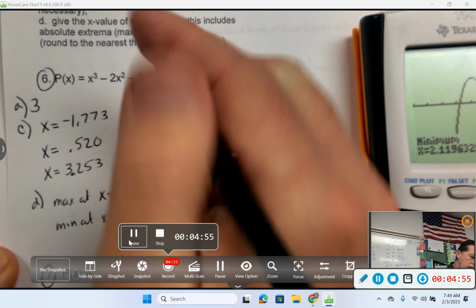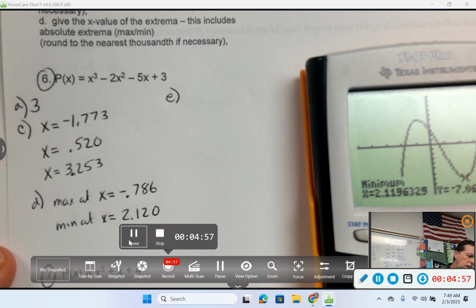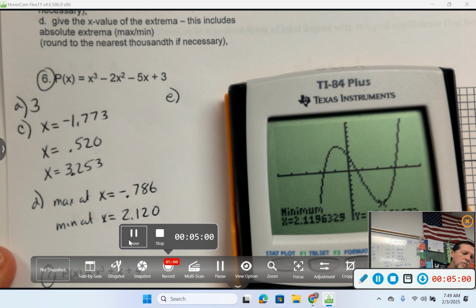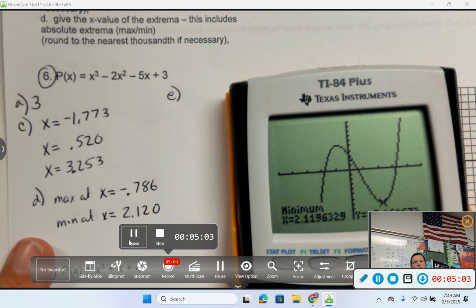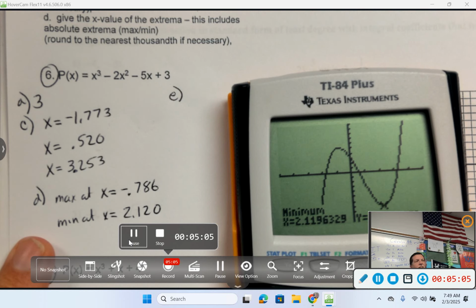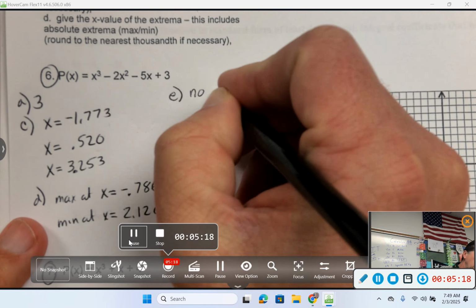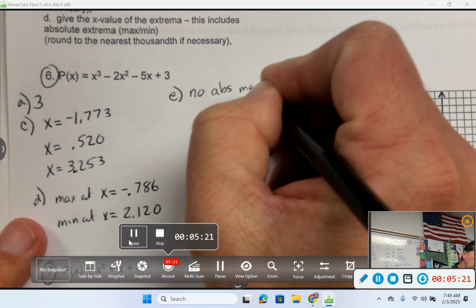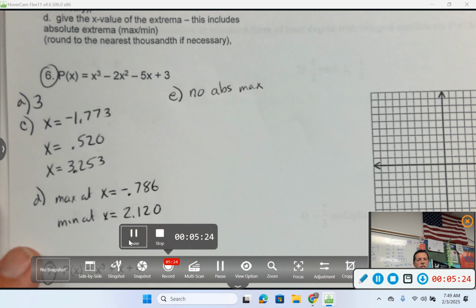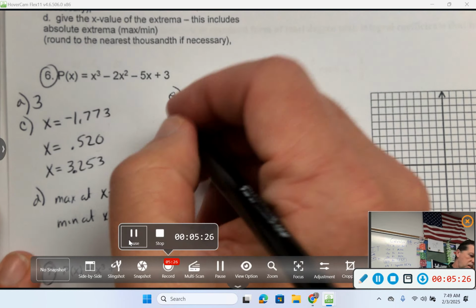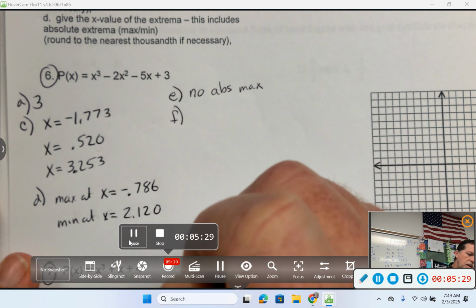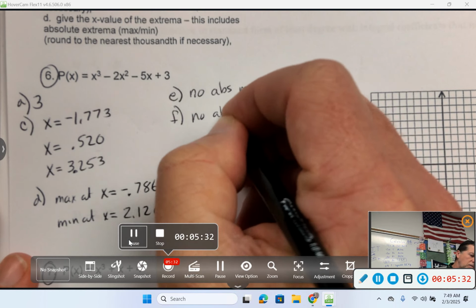Okay, part E says, what is the absolute max of the function? So here's a hint. That's a bit of a trick question. What is the absolute max of that function? How high up does it go? Infinity. There is no max because it goes up forever. So we say there is no absolute max because it goes up forever. Absolute min, same thing. It goes down forever.